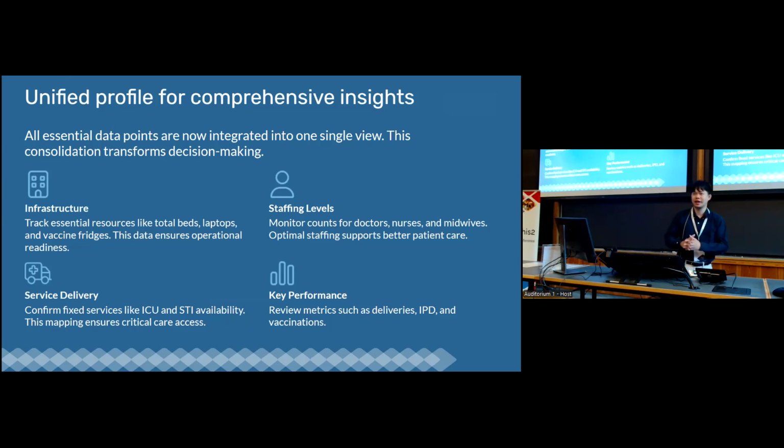And lastly, this is the key performance. I believe everybody has this in their DHIS2 instance. Key indicators like number of deliveries, number of IPDs, number of vaccinations. We also pull this data into the health facility app. This is because when you compare this to the staffing level, you will see the proportion of the workload of the staff compared to the key indicators.